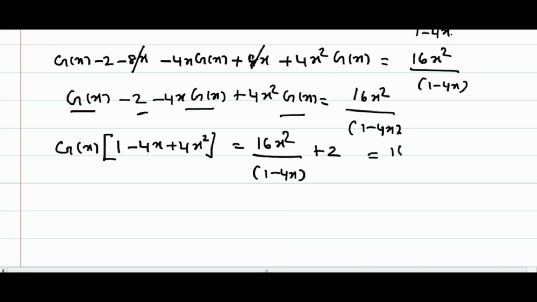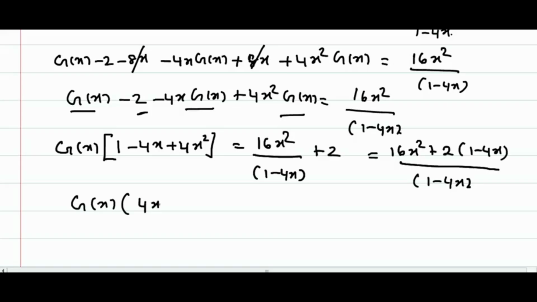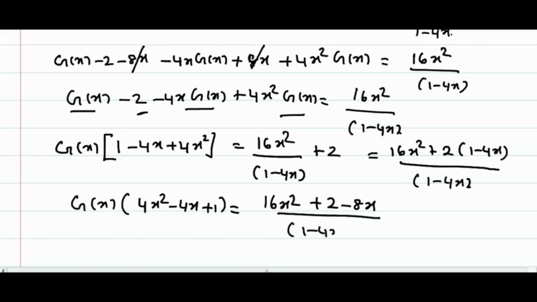So we get x square plus 2 into 1 minus 4x. Okay. So we can write this, coming to the left hand side, g of x into 4x square minus 4x plus 1 is equal to 16x square, you multiply these two, we get 2 minus 8x by 1 minus 4x.